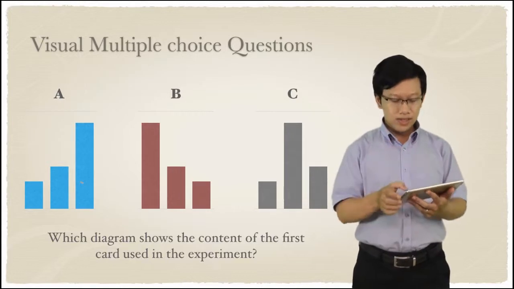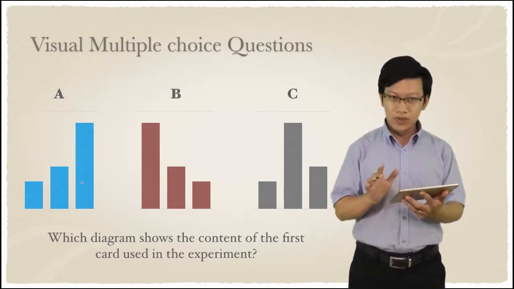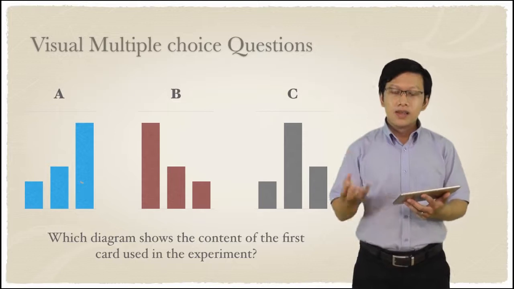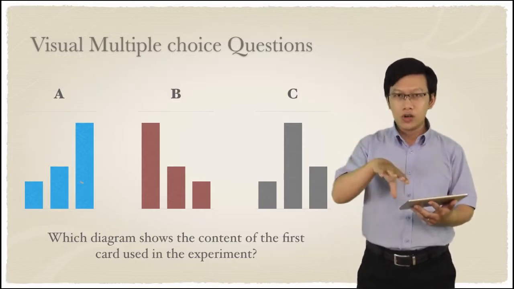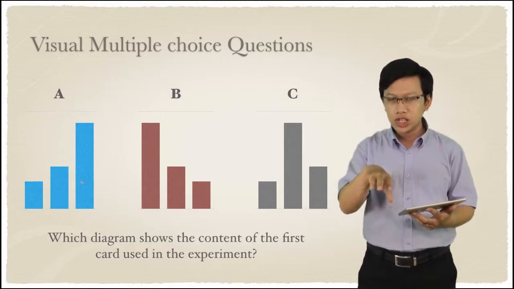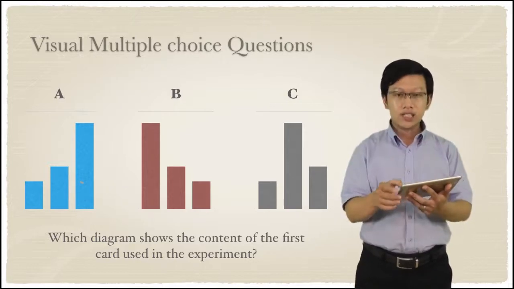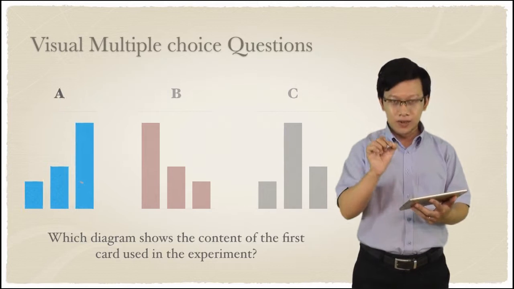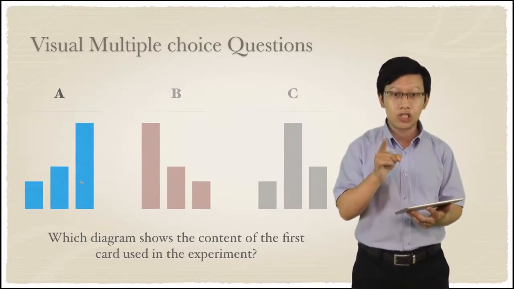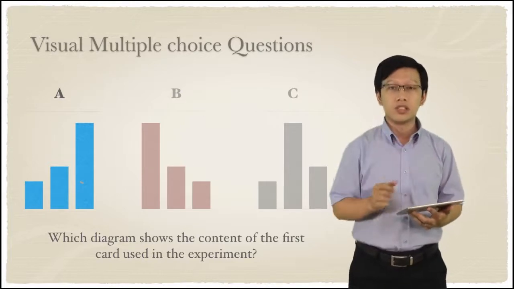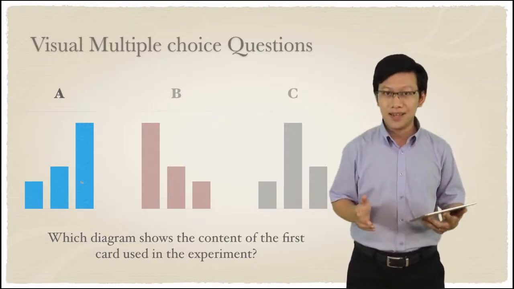Okay, so which one is going to be our answer? What do you think? A, B, or C? The shortest one, and on the right of which is a longer one, and then on the right of which is a longer one. That makes our answer A. Alright? That's it. This is the perfect diagram that shows the content of the first card that was used in the experiment.